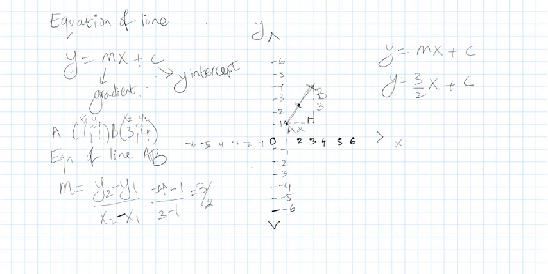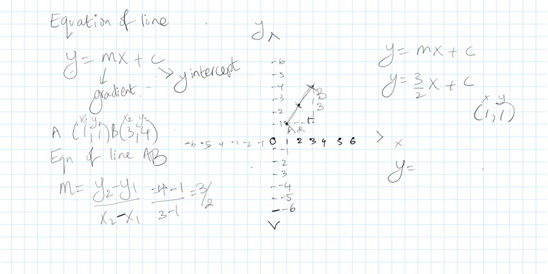So the c is the y-intercept. To find the c, we actually use one of the coordinates and we replace in the equation we found here. So I'm going to use the 1, 1 because it's the easiest one to replace. So this is the x value, this is the y value.